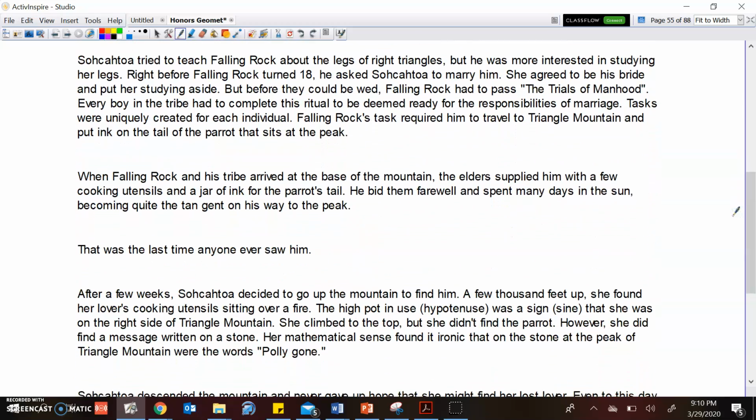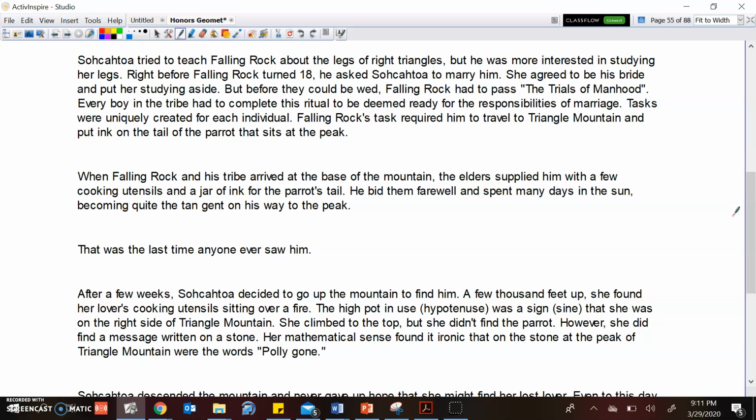Sohcahtoa tried to teach Falling Rock about the legs of right triangles, but he was more interested in studying her legs. Right before Falling Rock turned 18, he asked Sohcahtoa to marry him. She agreed to be his bride and put her studying aside. Before they could be wed, Falling Rock had to pass the trials of manhood.